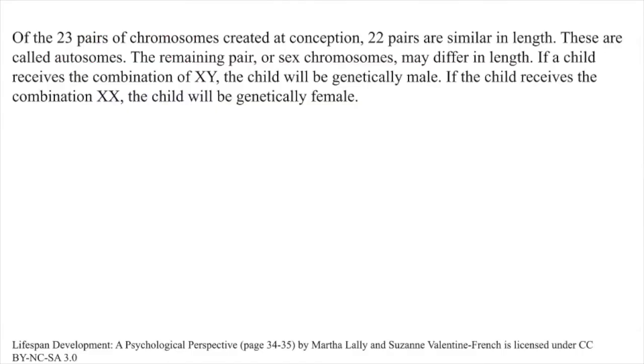Of the 23 pairs of chromosomes created at conception, 22 pairs are similar in length. These are called autosomes. The remaining pair, or sex chromosomes, may differ in length. If a child receives the combination of XY, the child will be genetically male. If the child receives the combination XX, the child will be genetically female.